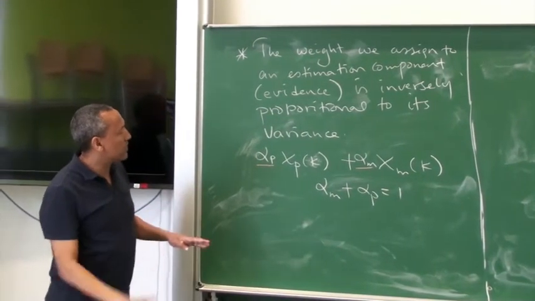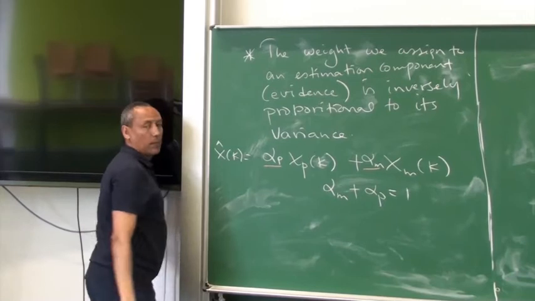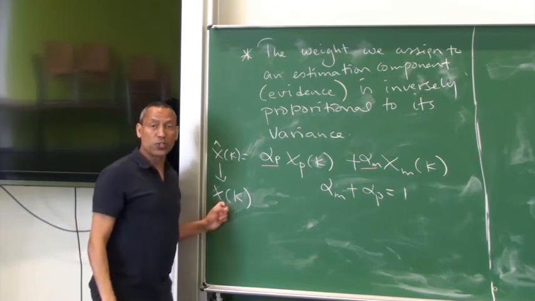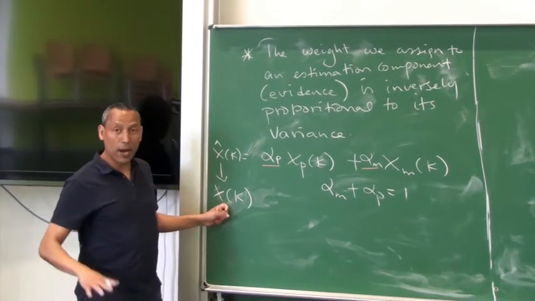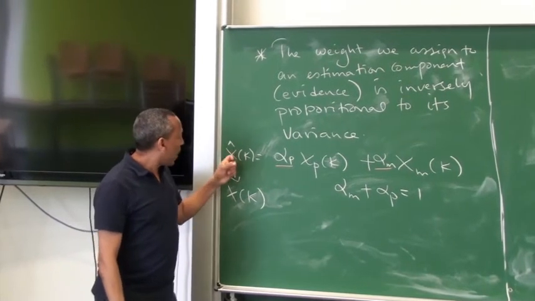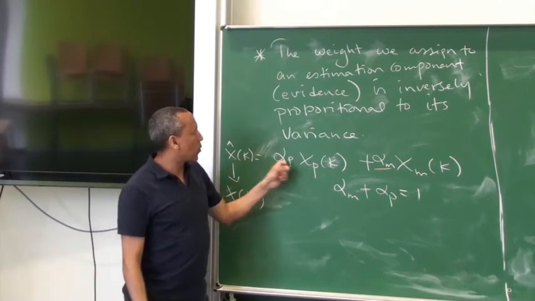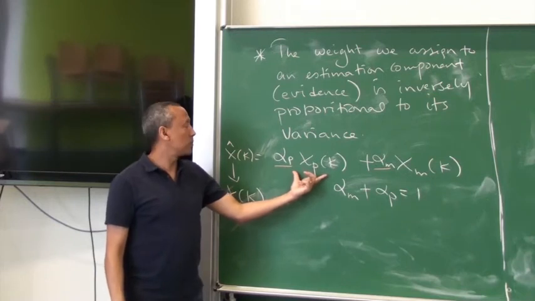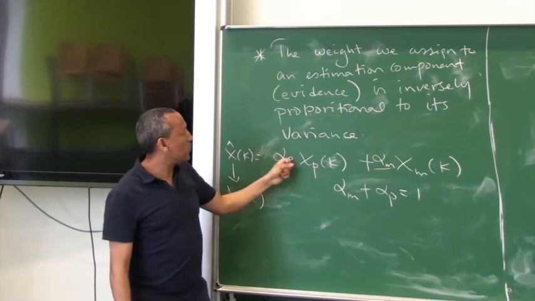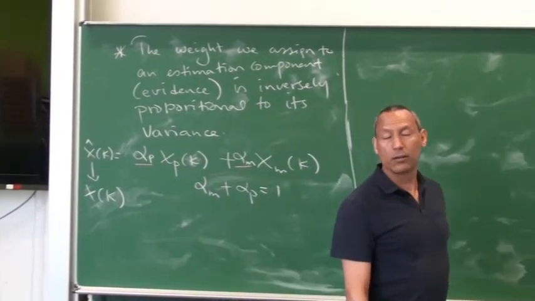So we have to mix them in such a way to get x hat of k. Okay? This is the best estimation of the position of the robot, which we cannot grasp. We may approach but never touch because it's a hidden value. So our best estimation, x hat of k, is proportionally described in terms of xp and xm. And we have already put in place a condition that the weight we assign to these components should be inversely proportional to their variance.